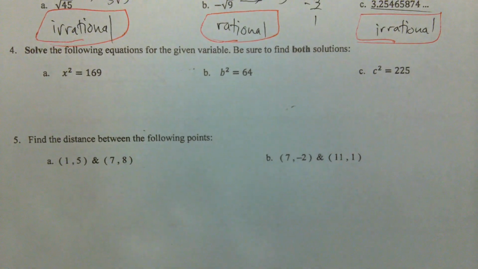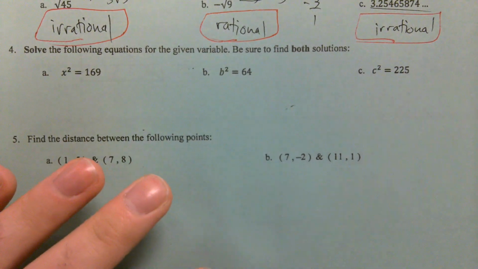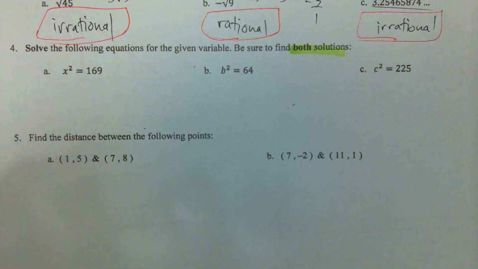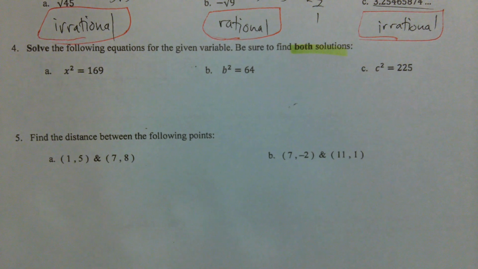Number 4, solve the following equations for the given variable. Be sure to find both solutions. What does that mean? What does it mean to find both solutions? What does my answer need to have on it?